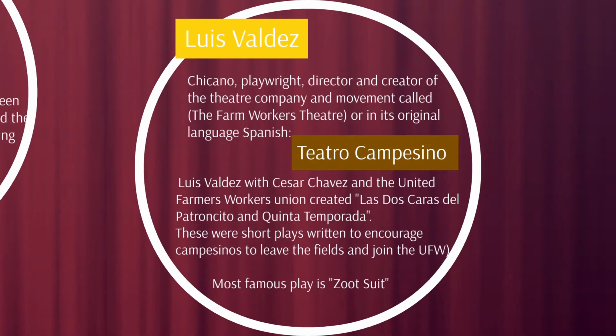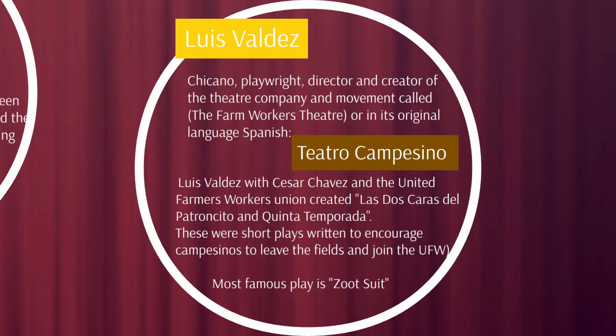Next, and our last originator and creator is Luis Valdez. He was a Chicano playwright, director, and creator of the theater company and movement called the Farm Workers Theater, or in the original Spanish, Teatro Campesino. Luis Valdez, alongside Cesar Chavez in the United Farm Workers Union, created Las Dos Caras del Patroncito and Quinta Temporada. These were short plays written to encourage campesinos to leave the fields and join the United Farm Workers.